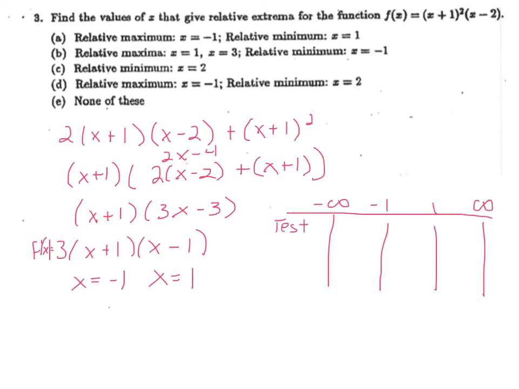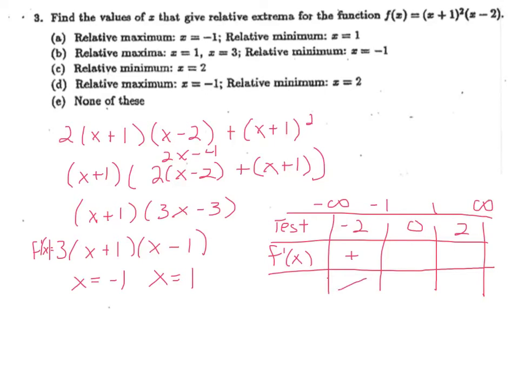And I'm just going to plug in numbers in between. So we'll plug in a negative 2, a 0, and a positive 2. And we'll plug it into f prime of x. And if I plug in a negative 2, hopefully I'll do it right this time, I'll get a negative times a negative, which is a positive. So my function will be increasing.